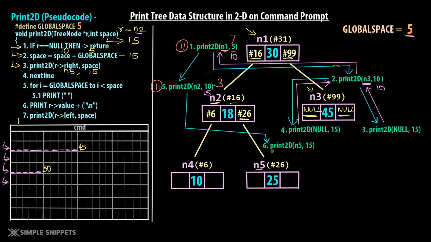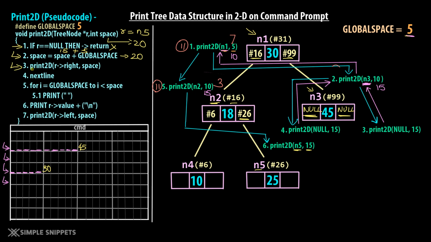So let's start with the execution of the 6th print2d. For the 6th print2d, the r value is nothing but n5 and the space value is 15. So r is equal to n5 and space is 15. Again, first step, if r equals null, it is not null, so it will not be executed. Moving on to the second step, we have space is equal to space plus global space. So currently the space is 15 plus the global space value we've declared as 5. This total is again going to be stored in the space variable, so the space variable gets modified to 20. Let's write 20.